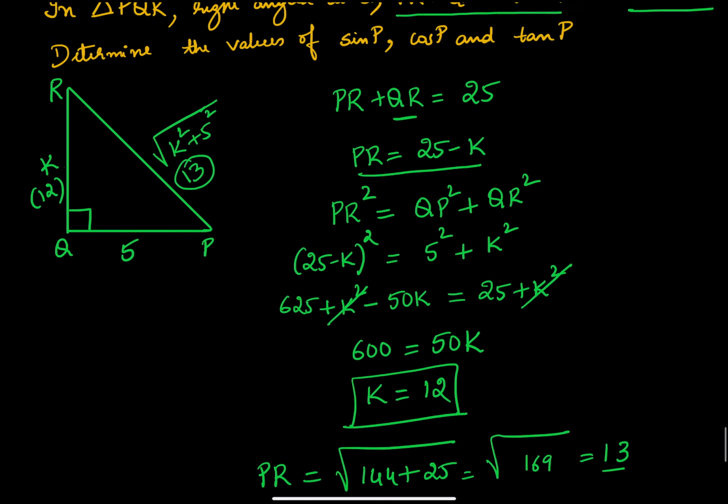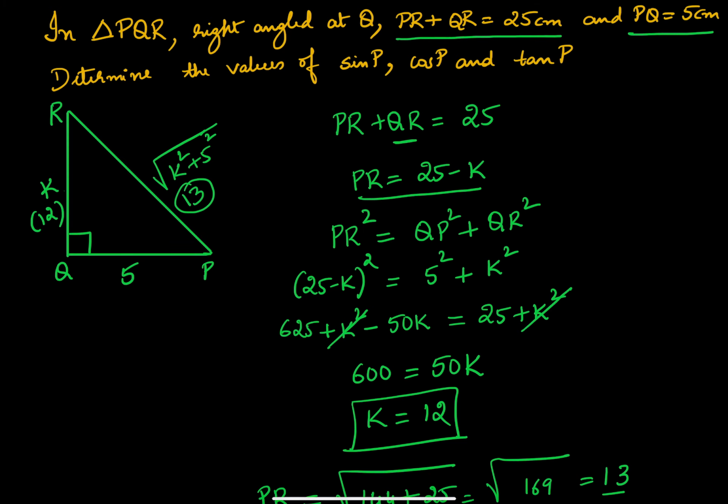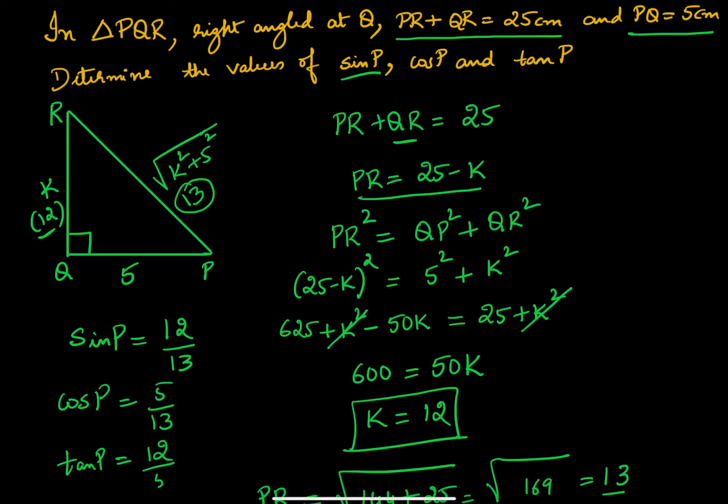Now what are the trigonometric functions we should find? Sin P is nothing but opposite by hypotenuse. So sin P is equal to 12 by 13. Cos P would be adjacent by hypotenuse, 5 by 13, and tan P would be sin P by cos P, that would be 12 by 5.